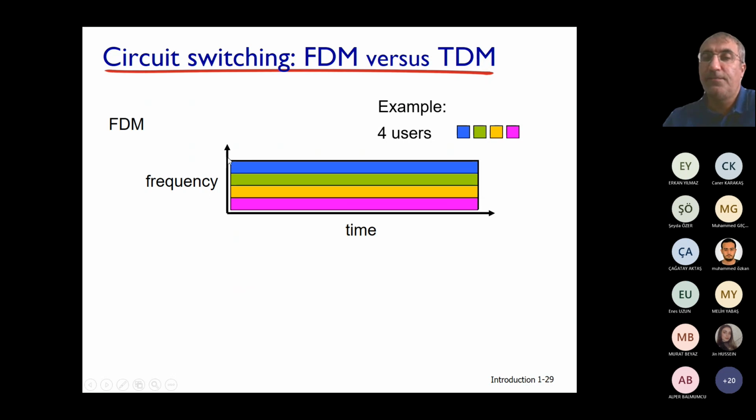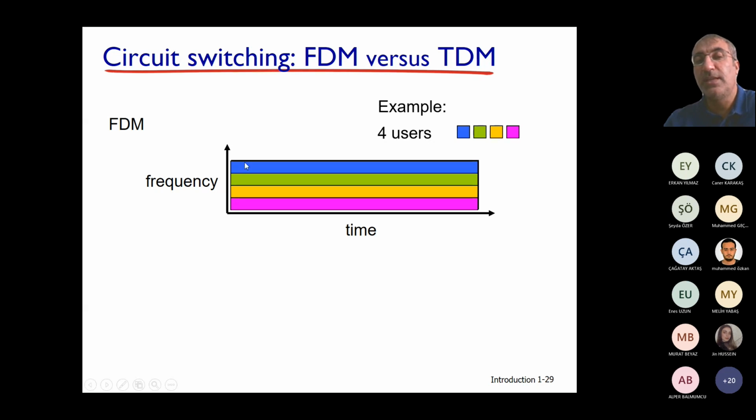We have a channel, a link. So we divide this channel into sub-channels. Let's assume that we have 4 users, and we have a 4 megahertz channel. So we divide it equally among these users. That's why we allocate 1 megahertz to each user.